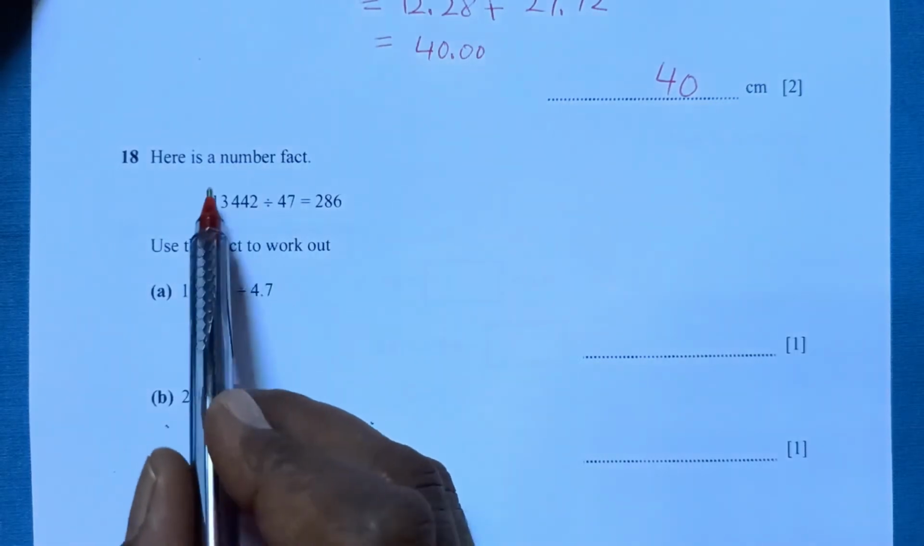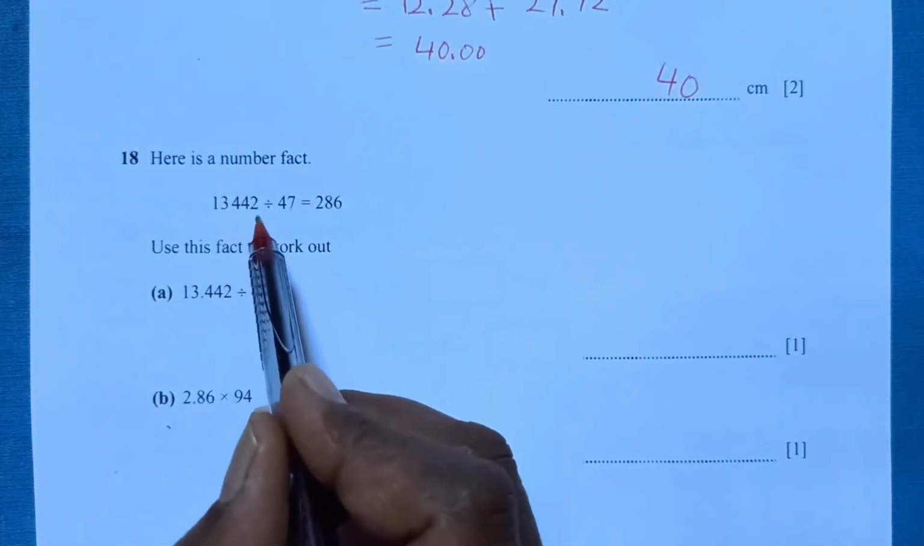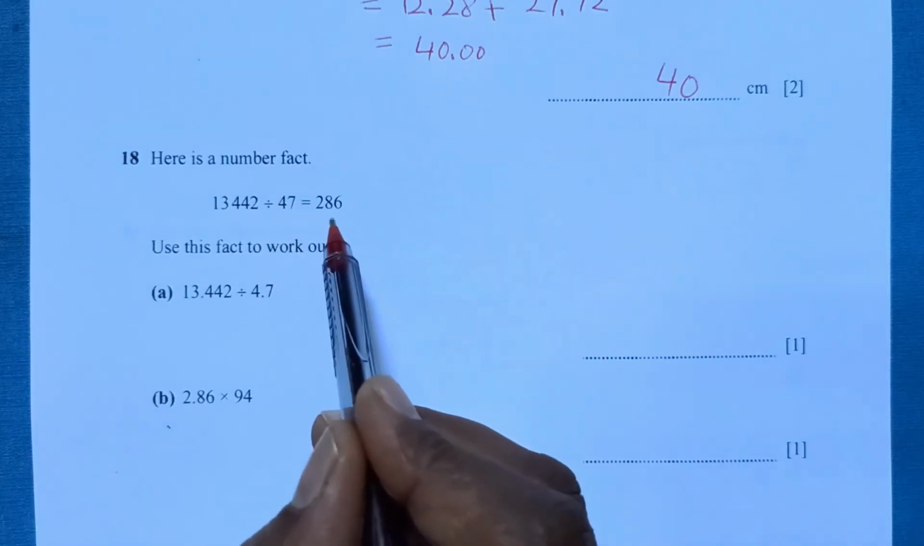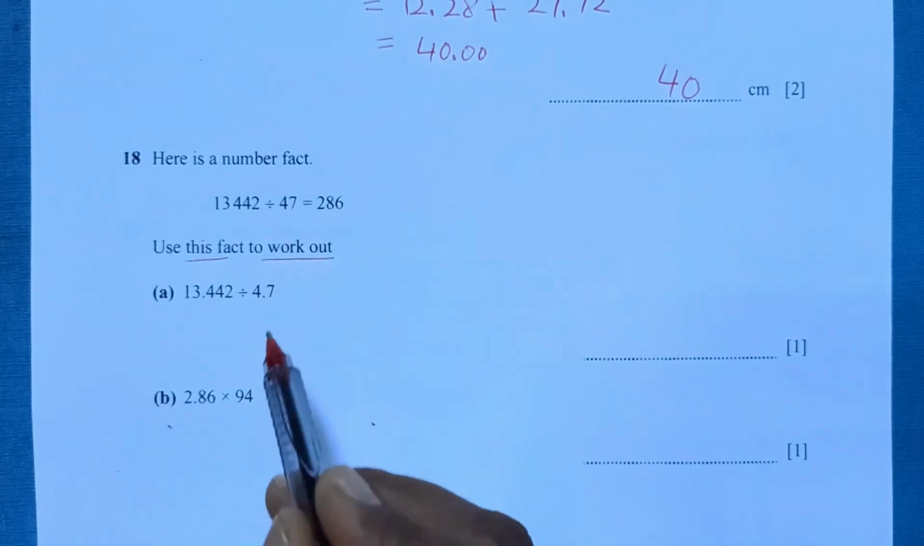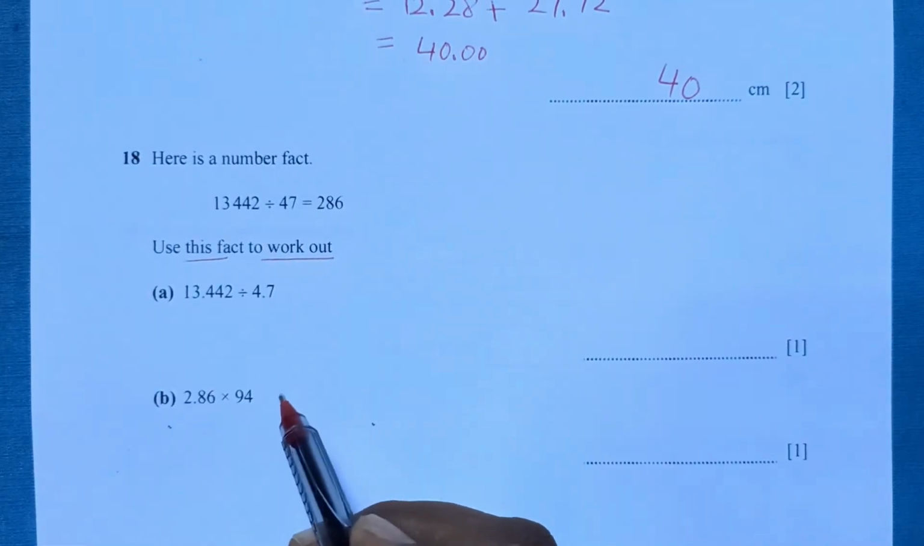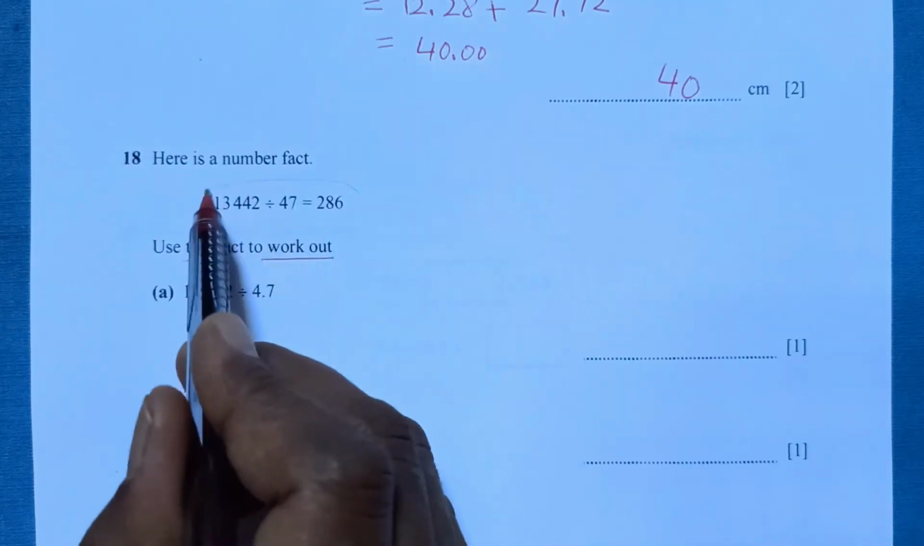Question number 18. Here is a number fact: 13,442 divided by 47 is 286. Use this fact to work out the two parts, but not by actual working out. We need to use this one.